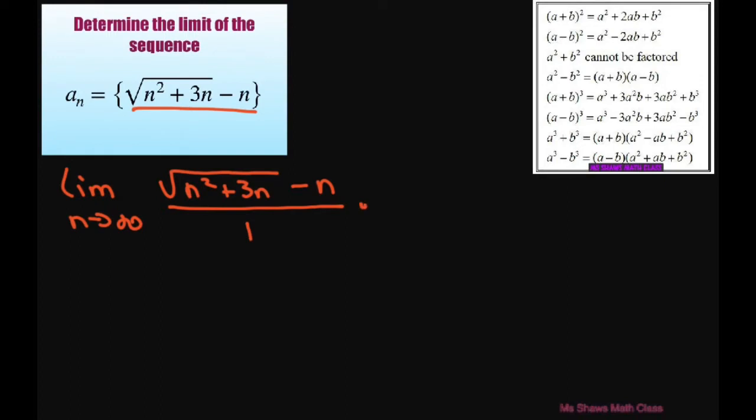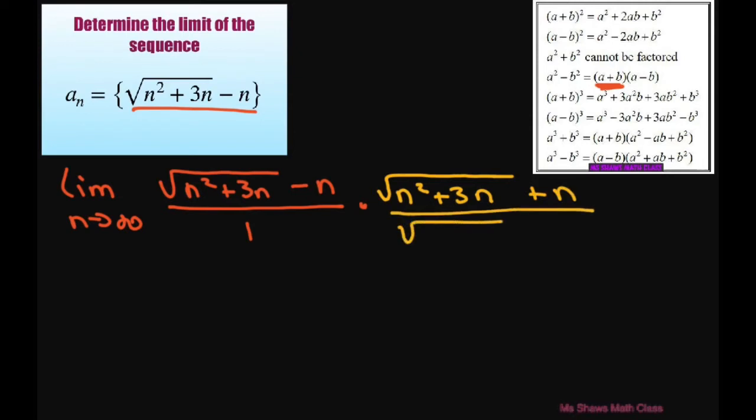Now the conjugate is just going to be this piece as a difference of squares formula. So you're going to just copy it down but put a plus. So it's going to be the square root of n squared plus 3n, and then you're going to write plus n here, divided by, and you have to copy it down again, the square root of n squared plus 3n plus n. So this part is like your A, this is your B.